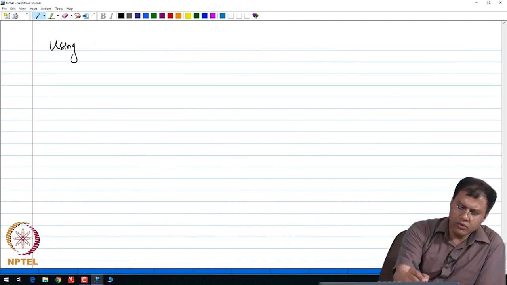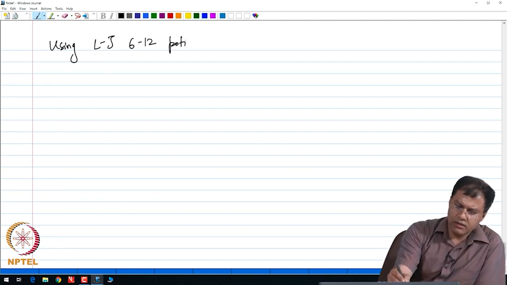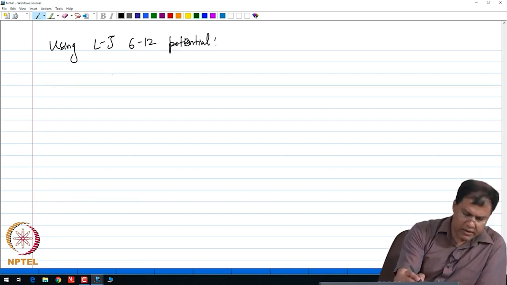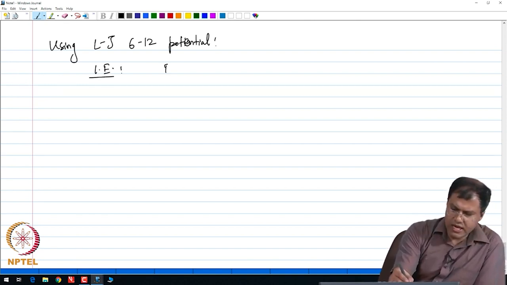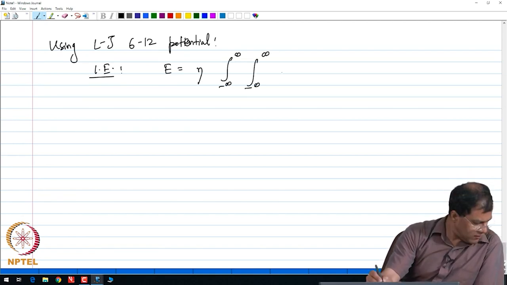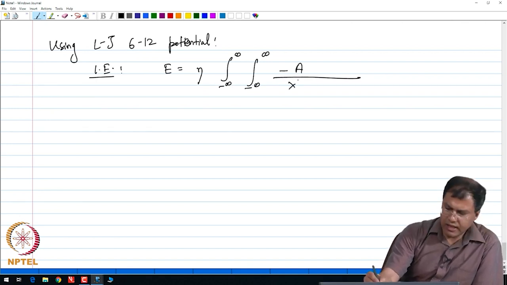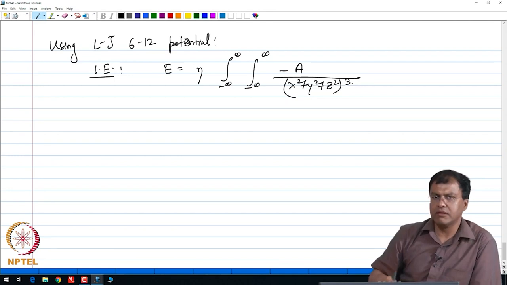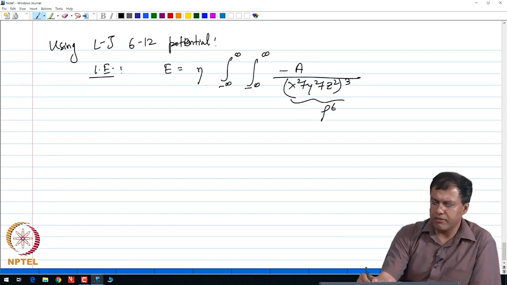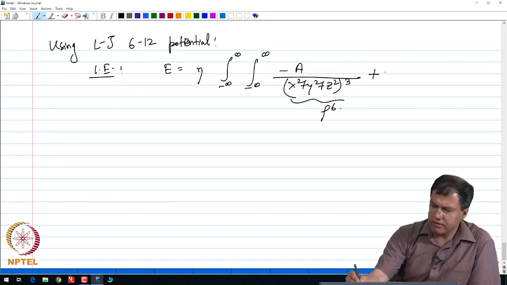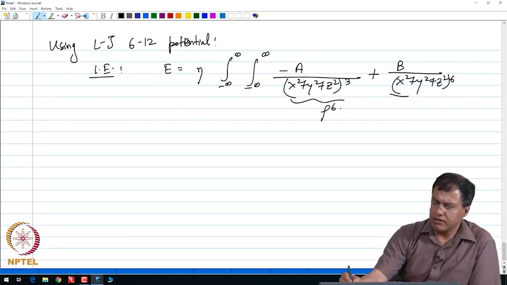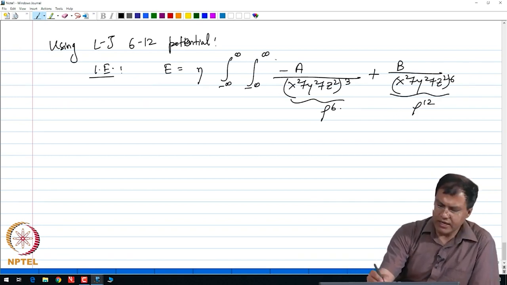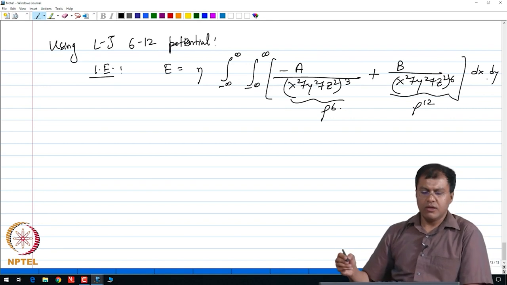Using the Lennard Jones 6-12 potential, I see that my interaction energy E is eta times the double integral of minus a by (x square plus y square plus z square) to the power 3, which is my rho to the power 6, plus b times (x square plus y square plus z square) to the power 6, which is my rho to the power 12, so it is a 6-12 potential, times dx dy. So this is my interaction energy.